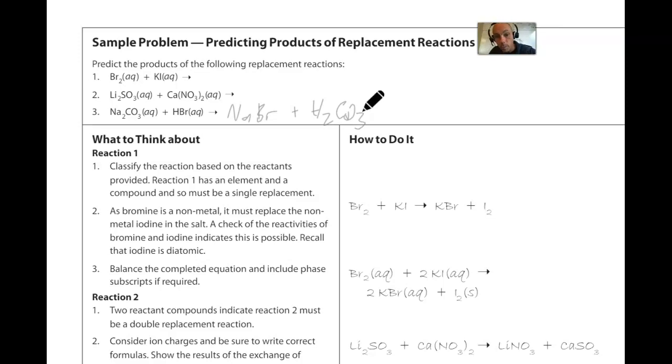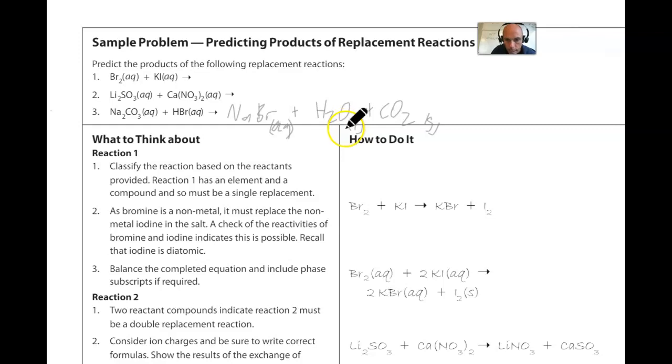But I know carbonic acid immediately decomposes into water and carbon dioxide. So instead of writing H2CO3, I'm going to write H2O and CO2. And my stylus is struggling today, but that says H2O and CO2, if you didn't know. Probably not my stylus struggling, probably just me.